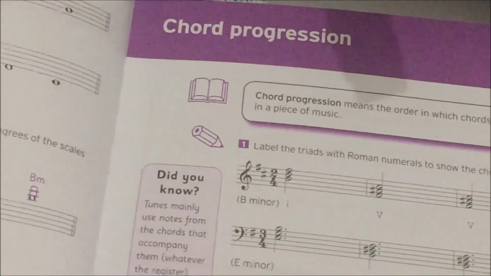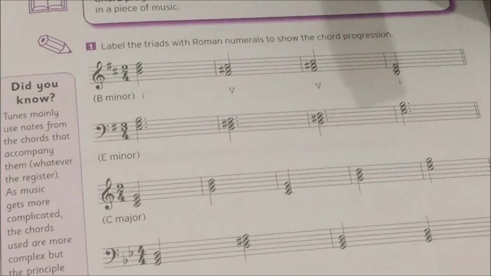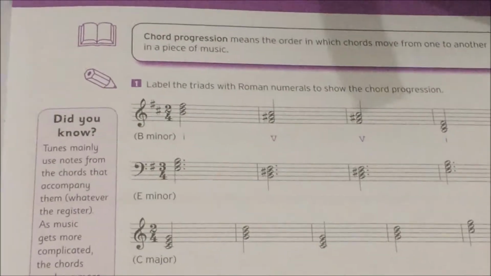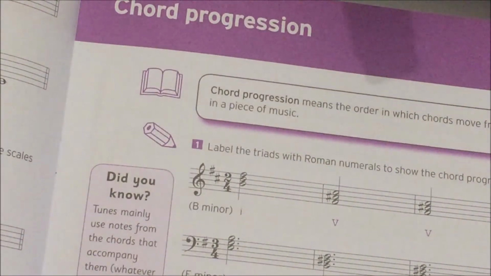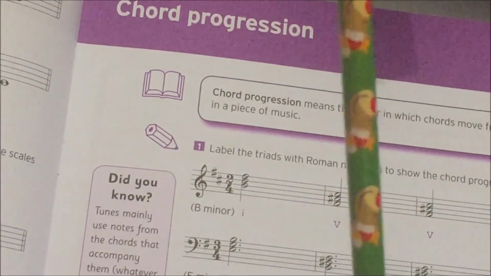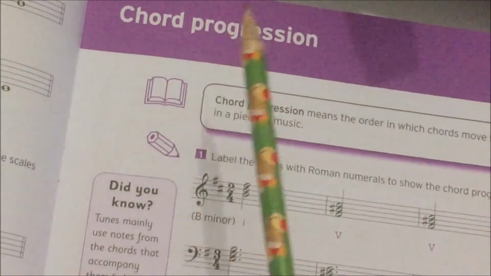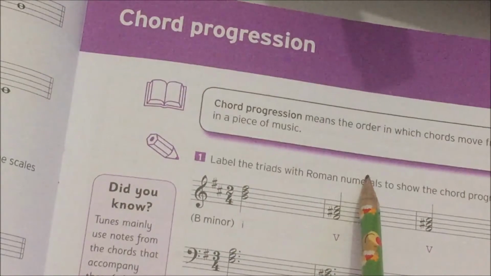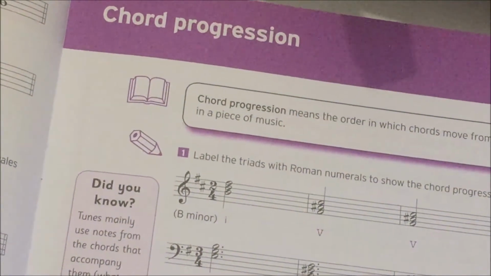Okay, do the rest for homework. Next page, we go to page 37. Chord progression. Chord progression means when you play a song, when you start from one chord and go to the next chord, that movement from one chord to the next chord is called progression. So, this is very easy, don't worry.